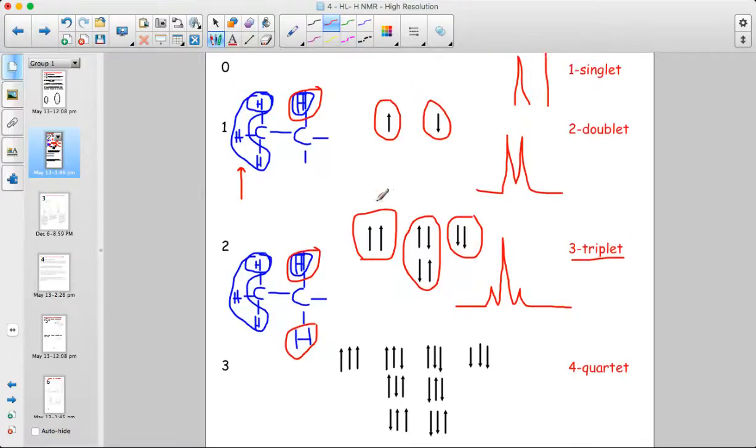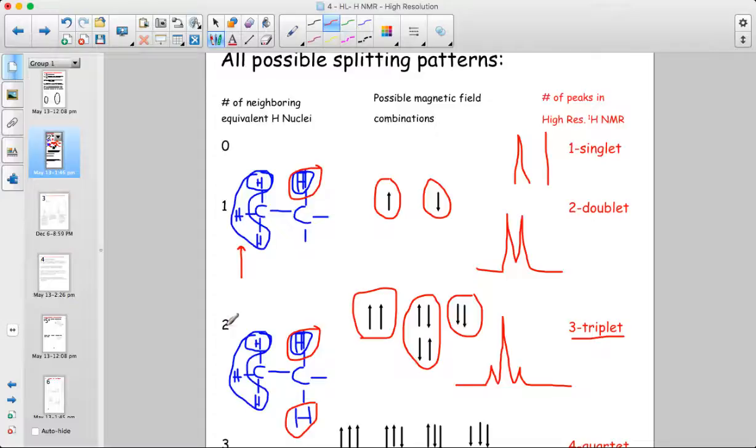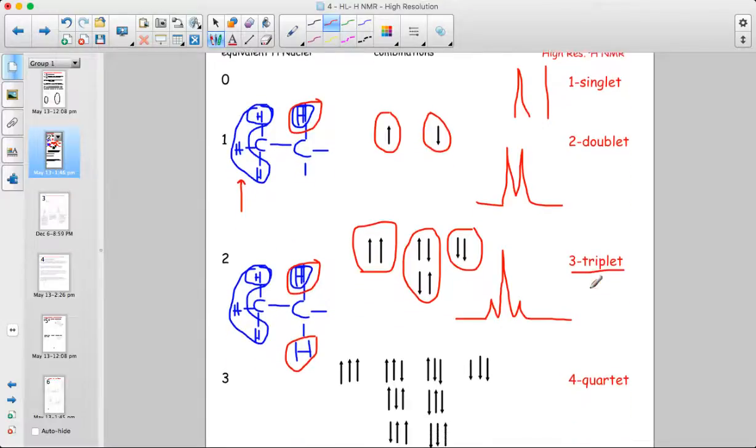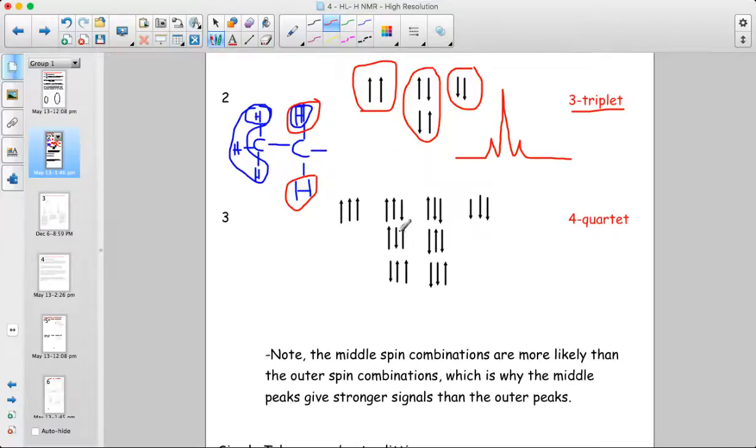You may see the pattern that we're getting to here. When there's zero neighboring hydrogen nuclei, you get a single peak. If there's one neighboring hydrogen nuclei, you get two peaks. When there's two neighboring hydrogen nuclei, you get three peaks. And so if we keep with the same pattern, when there's three neighboring hydrogen nuclei, you get four peaks.